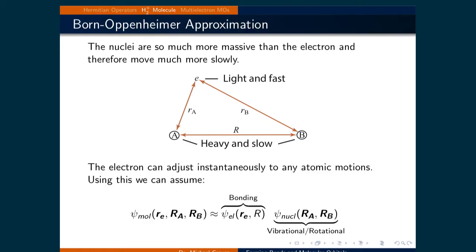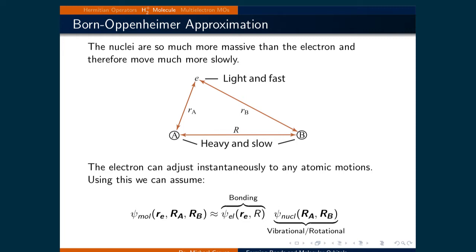It is convenient to simplify the Hamiltonian to only include the part that will help describe the chemical bond between the two nuclei. To this end, we will apply the Born-Oppenheimer approximation. It is based on the fact that the nuclei are so much more massive than the electron and therefore move much more slowly. The electron can adjust instantaneously to any motion of the atoms.